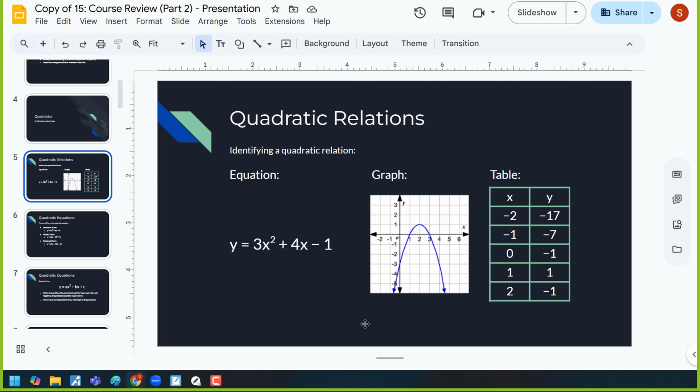If you look at the graph, it looks like a U-shaped graph, a parabola. It can be opening up or opening down. It doesn't really matter, but that's a quadratic relation. And then the way to look at the table is to look at your first differences and then your second differences. If the first differences are constant, it is considered a linear relation. If the second differences are constant, meaning the second differences are all the same number, then that is the definition of a quadratic relation.